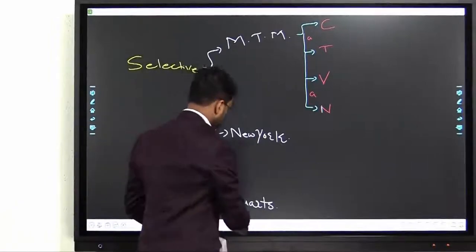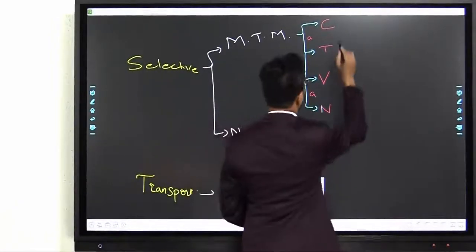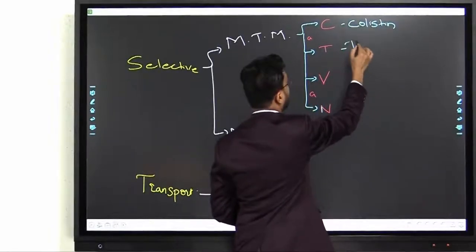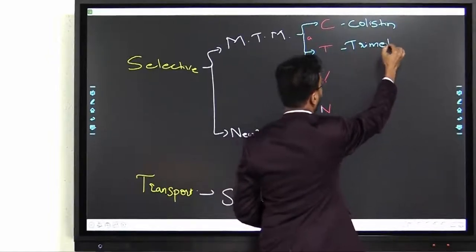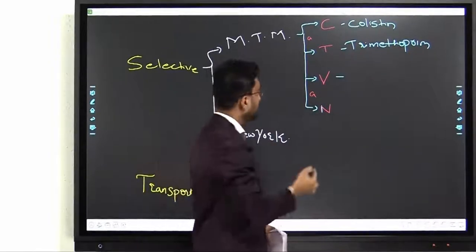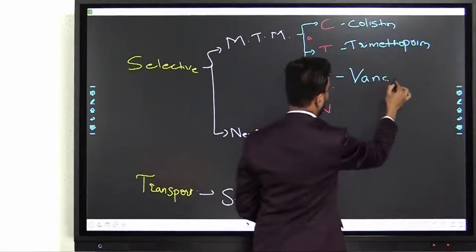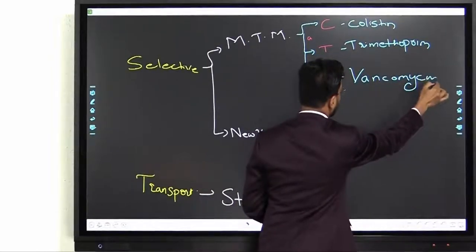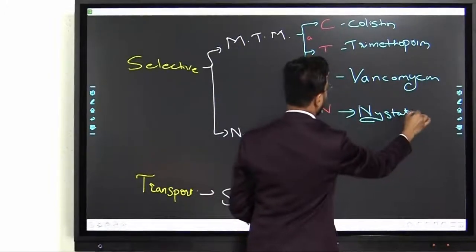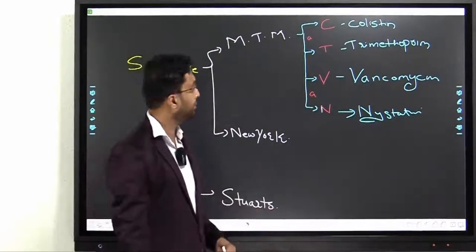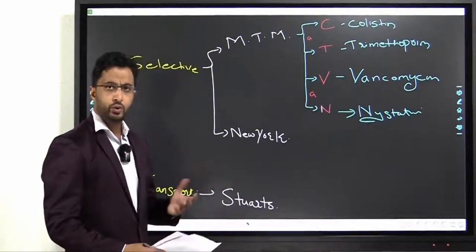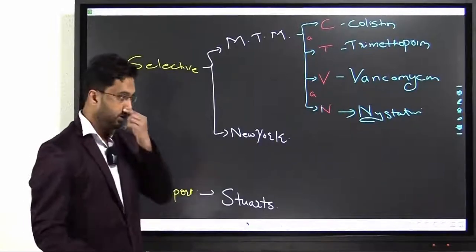Okay, Cat-Van. So C for colistin. T for trimethoprim. V for vancomycin. All these are antibiotics. Why? To suppress other bacteria. Fine. And N for nystatin. Okay, nystatin. So colistin, trimethoprim, vancomycin and nystatin. So Cat-Van. Remember Cat-Van. New York media, you don't need to know the composition. Stewart also, you don't need to learn the composition.